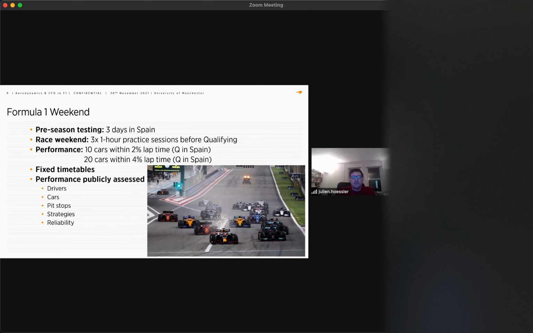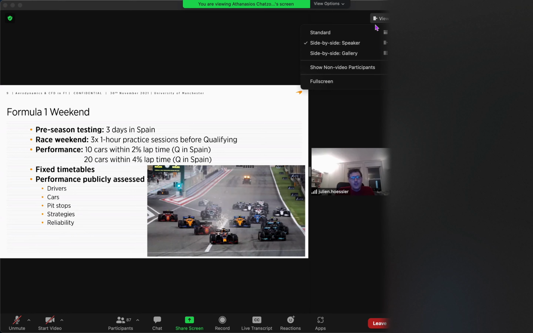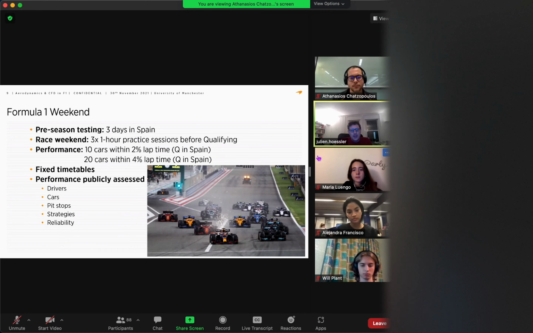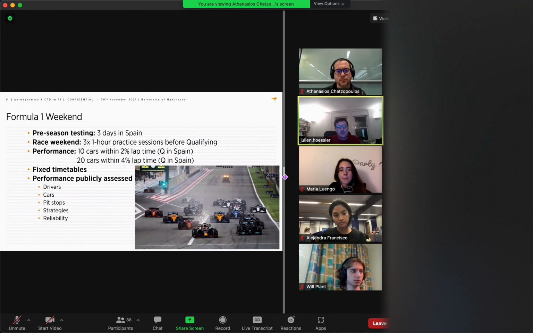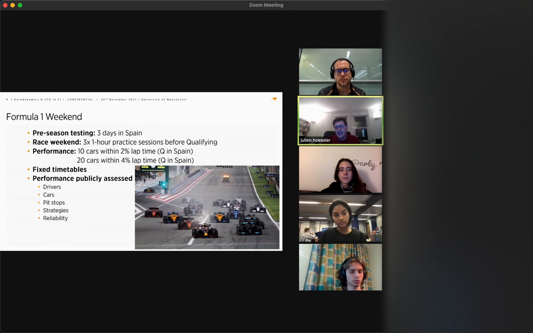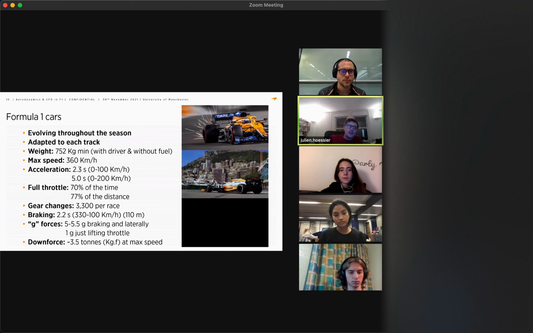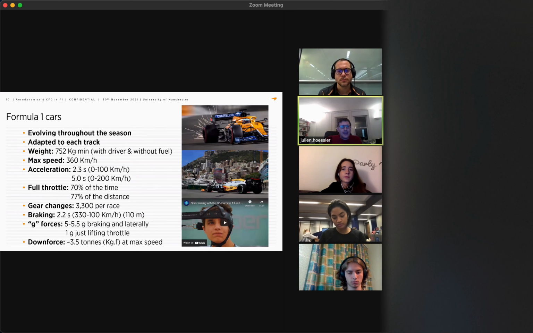So that's all of the standard things that you can think of. We'll be judged on the driver's performance, on the car's performance, pit stops, strategy, reliability. All of these come into play for us. Adding up a few numbers for context there.